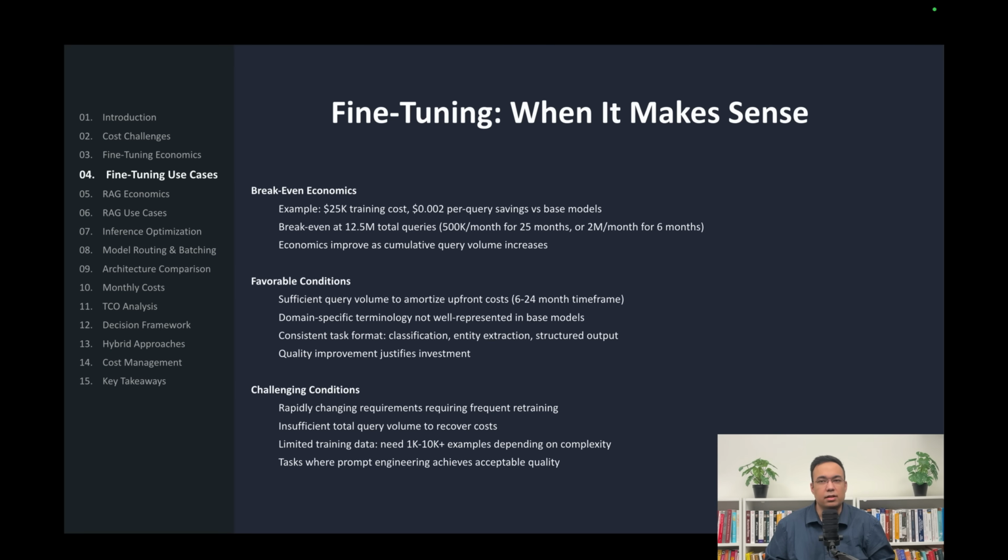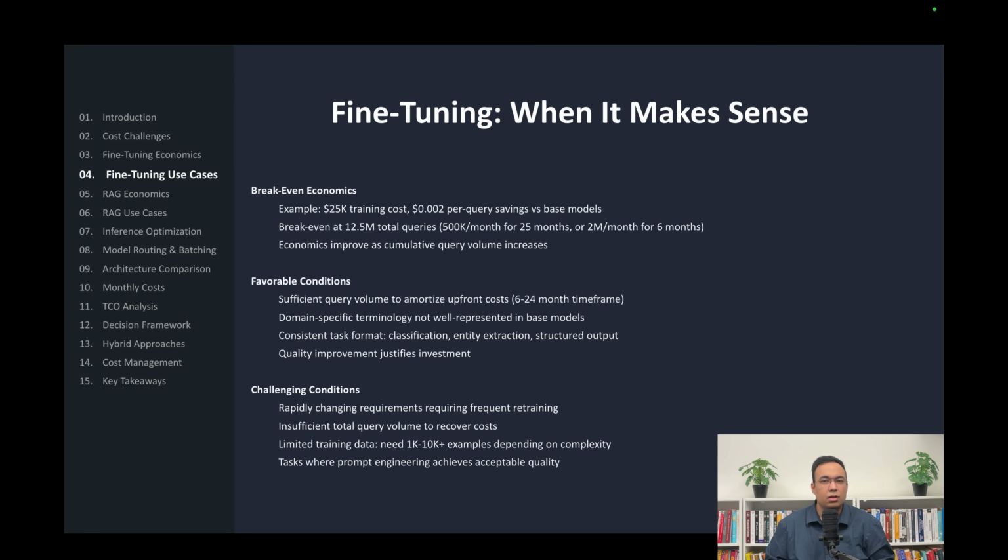Third, limited training data. You typically need 1,000 to 10,000 plus quality examples depending on the task complexity. For simple classification, 500 to 2,000 examples might be okay. And for complex reasoning tasks, you might actually need 10,000 to 50,000 examples. For domain specific language, you could need 20,000 plus examples, which would be ideal for this scenario.